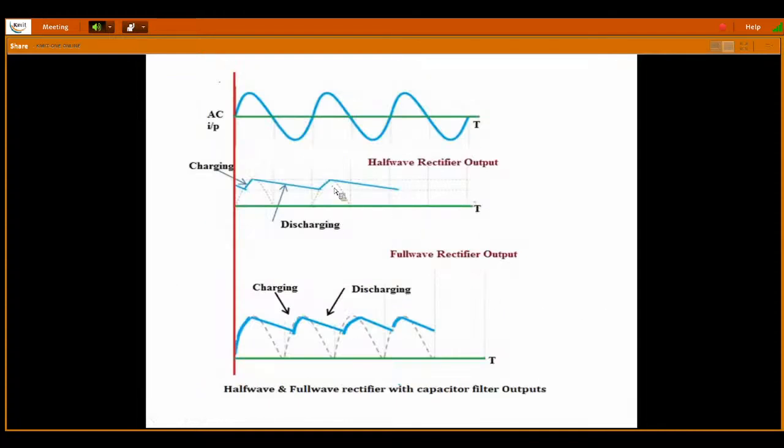Now see, this is a half wave rectifier. What is a half wave rectifier? This is a simple AC signal input I am taking. Now what is the half wave rectifier output? This is the half wave rectifier output. Only half of the cycle is coming. Now what about the capacitor? See what is going to happen. During this time, the capacitor is going to be charged because the input voltage is more, that's why it is charging.